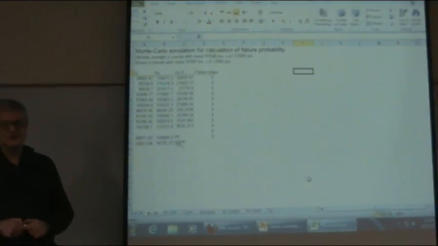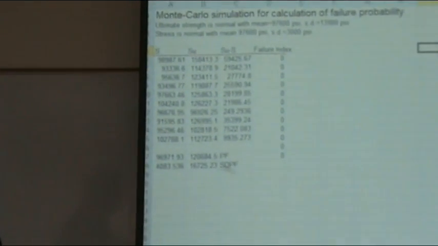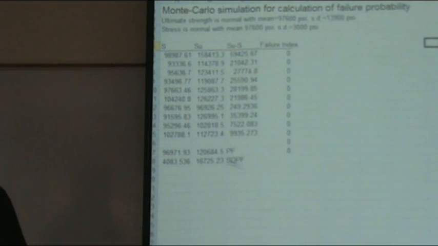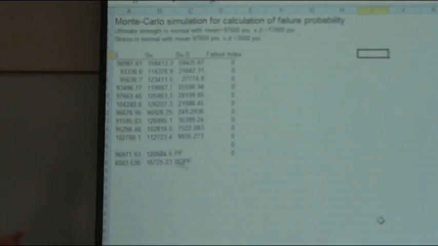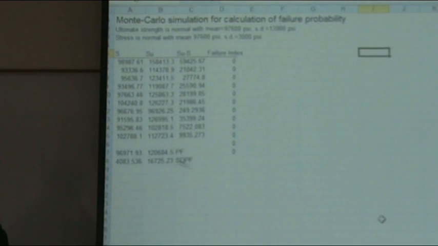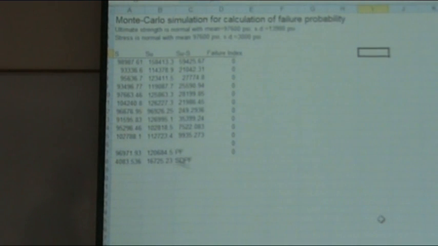So here is a simple example. We want to calculate the probability of failure of a system when we know the strength. We know that the ultimate strength is normal with a mean value of 97,600, standard deviation 13,900. That's the strength. And then the stress is normal with this mean value 97,600 and standard deviation 300.